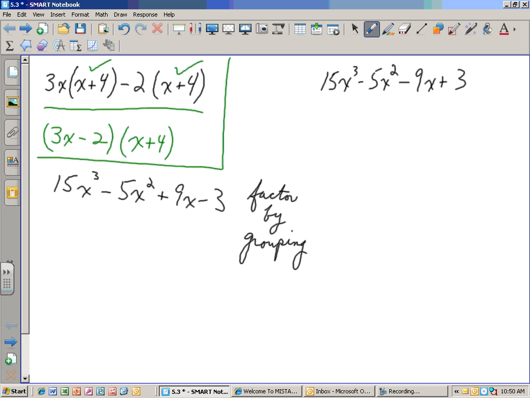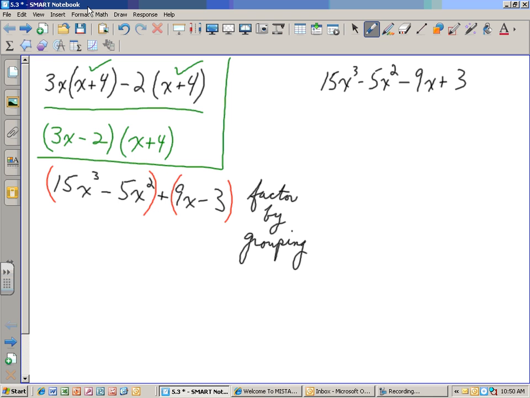Grouping, parentheses, factor by grouping. Okay. So what we're going to do is factor the first 2 terms. I haven't really done anything to change things. All I've done is put parentheses here. And I'll group the second 2 together. Okay. And again, if you remove parentheses, you're going to get the same thing that you started with.